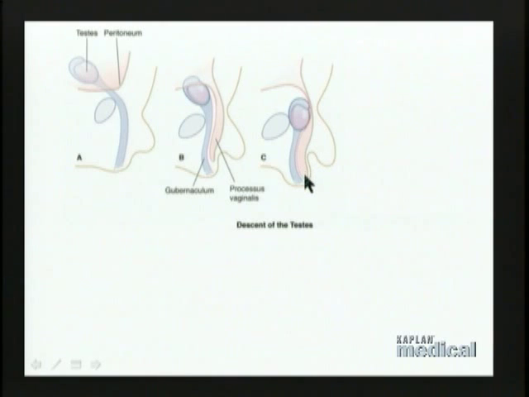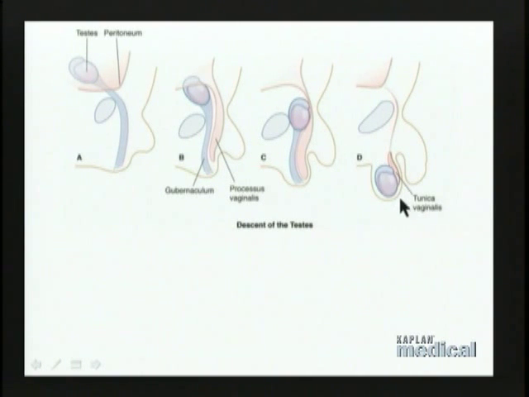The processus vaginalis has already descended into the scrotum, through which structures that are here in the peritoneal cavity could easily slide down into the scrotum. So that would make it much too easy for hernias to occur. So normally what happens is that after the processus vaginalis has descended, and then after the testis has descended, the proximal part of the processus vaginalis fuses and eventually disappears. So we end up with something like this.